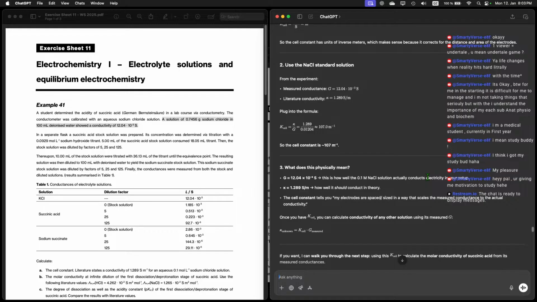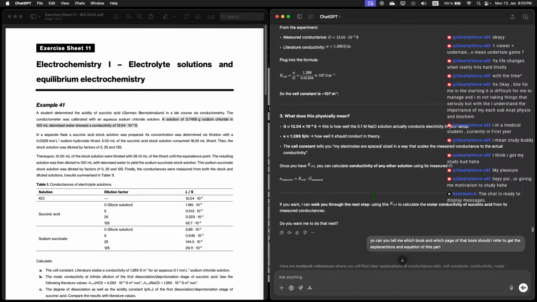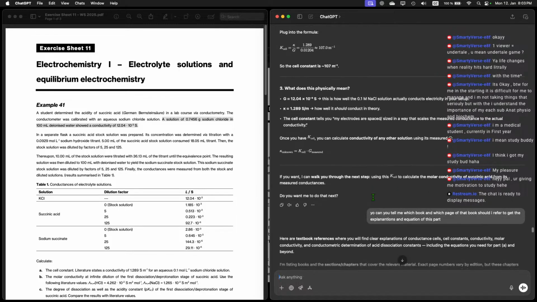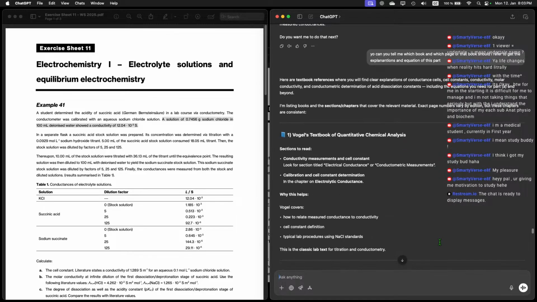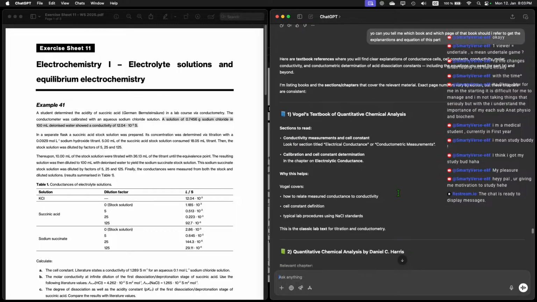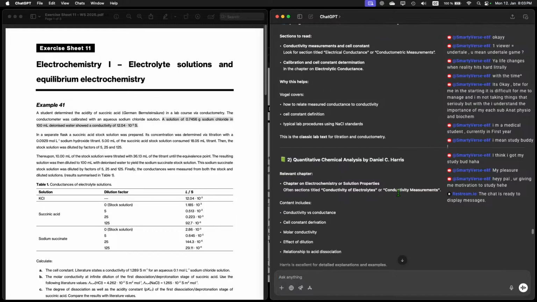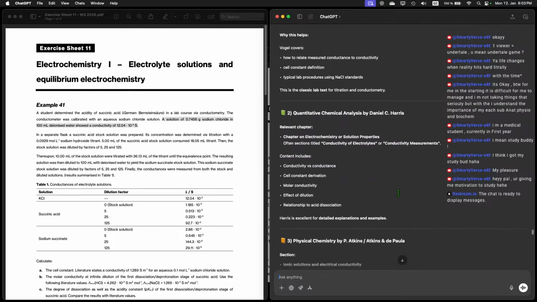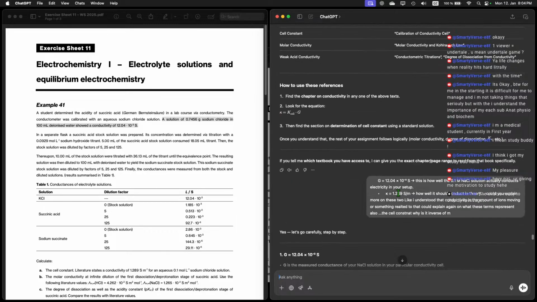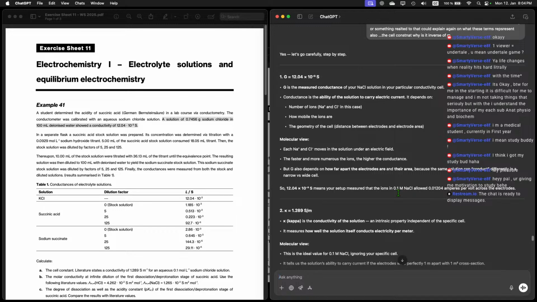That's K-cell. What does that mean? My cell constant tells you how my electrodes are spaced and sized, in a way that scales the measured conductance to actual conductivity. No, I need more explanation on that. Come on, I need to explain the G.